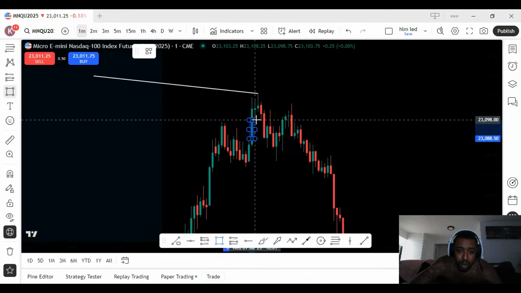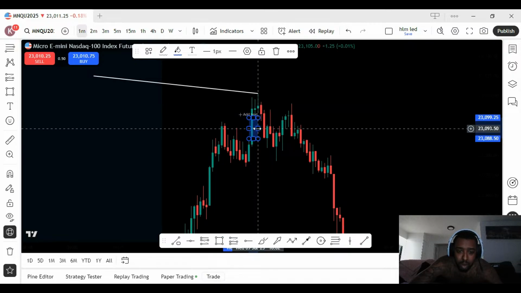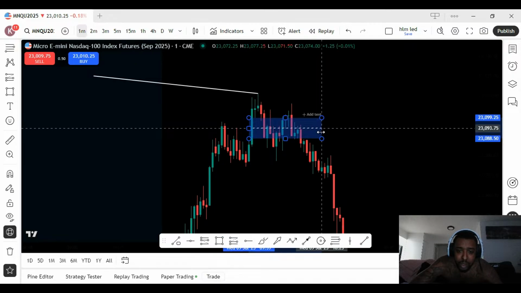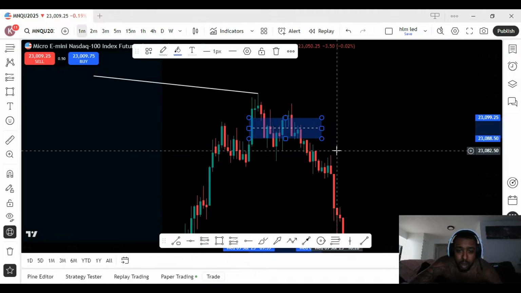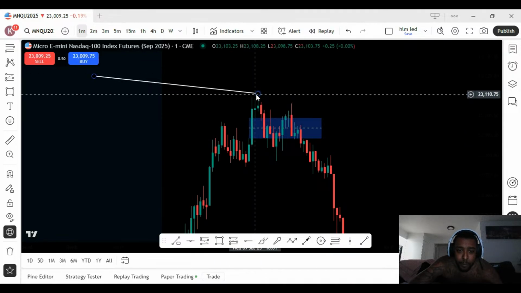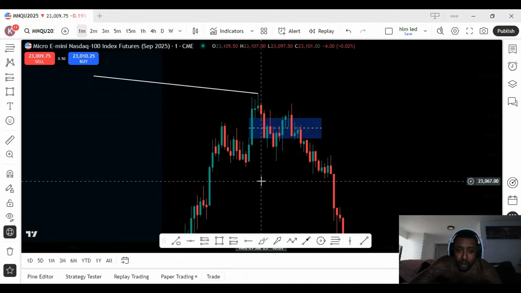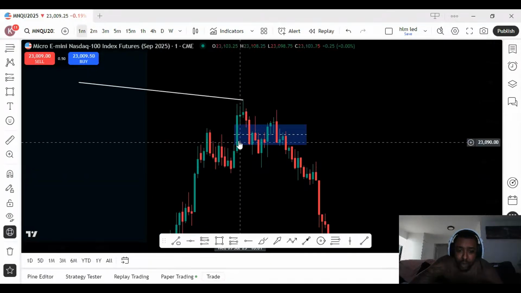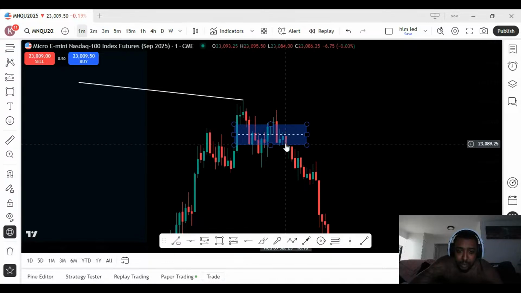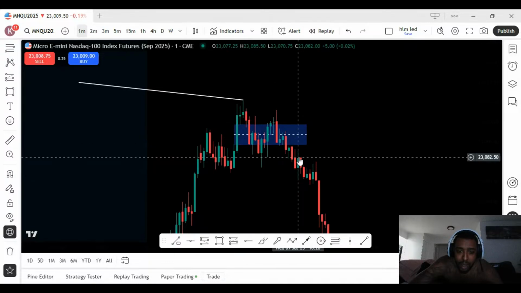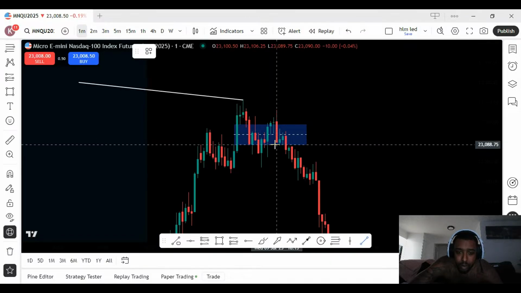These are concepts that I'm gonna teach you later on. I know you may not understand what I'm saying, but just follow along. We call it SMT with ES and NQ, which means ES made a higher high and NQ made a lower low, right? So I'm looking for the inverse fair value gap to get disrespected, and then I'm looking for a change in the state of delivery. We get the change in state right here.